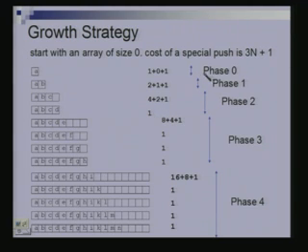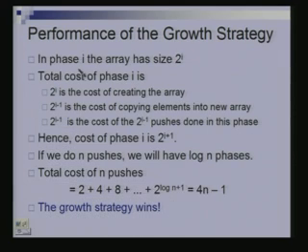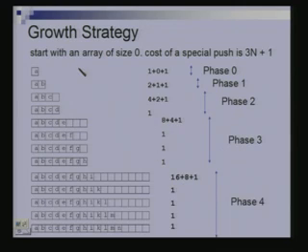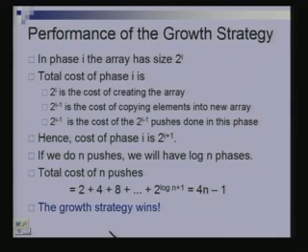And once again we define a phase as when the size of the array was 1, we call it phase 0, when it was 2, we call it phase 1, when it was 4, we call it phase 2, when it was 8, we call it phase 3, and so on. So, as you can see, in phase i, the array has size 2 to the i; phase 3 has size 8, phase 4 has size 16, and so on.